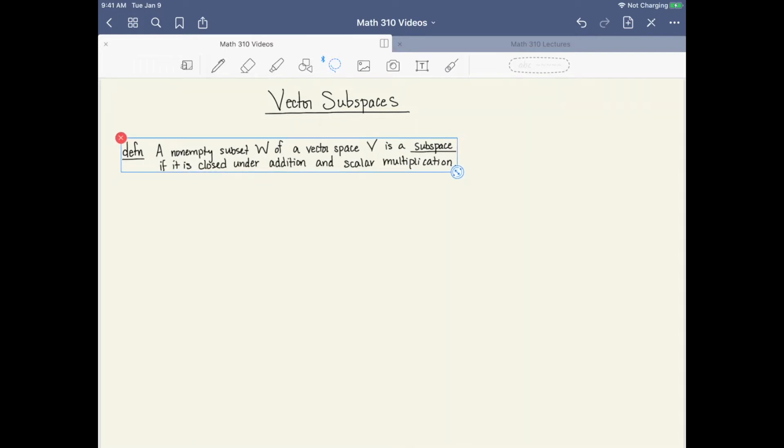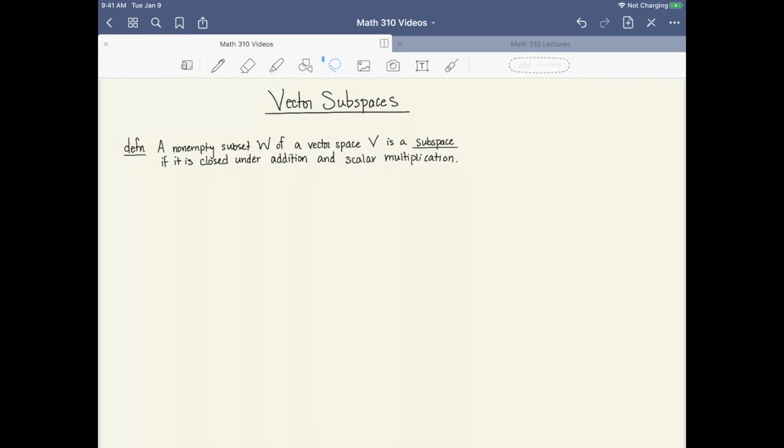A non-empty subset, W, of some vector space V is a subspace if it is both closed under addition and scalar multiplication. So notice here that being closed under addition and closed under scalar multiplication, those are axioms number 1 and 6 on our list of the axioms that make up a vector space. And the notion here is that if W is a subset of V, then all of the other axioms are going to be automatically inherited from the parent vector space V.